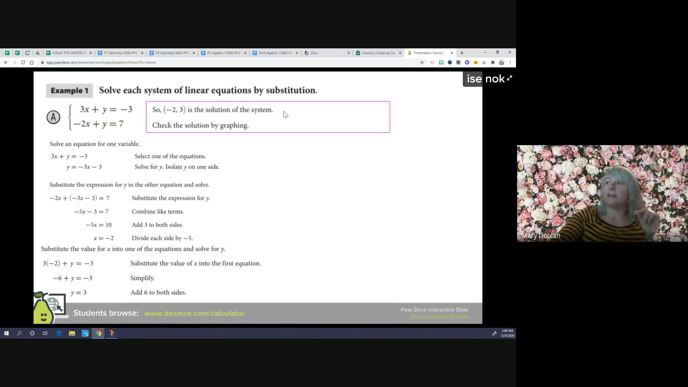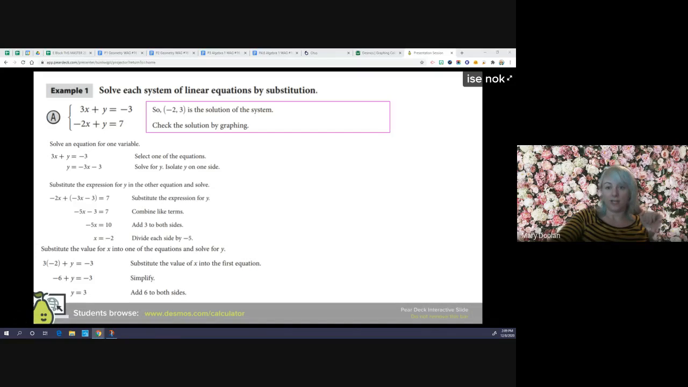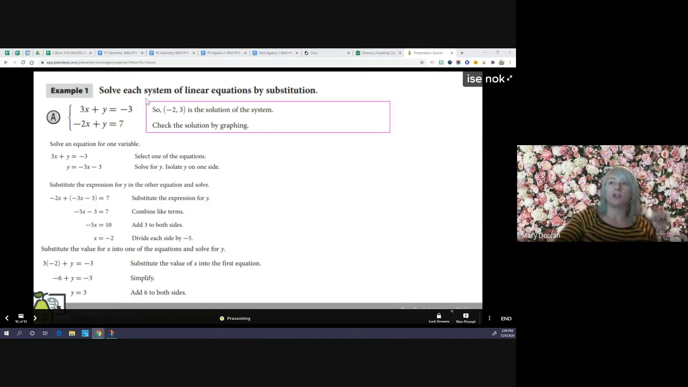This slide should have Desmos open for you. I go check on GoGuardian. Yes, so if you go to your Pear Deck, you're not in it right now, go to your Pear Deck. It's a split screen. And so I have the Desmos.com calculator open for you, which is really nice because we're going to use that to check our work.